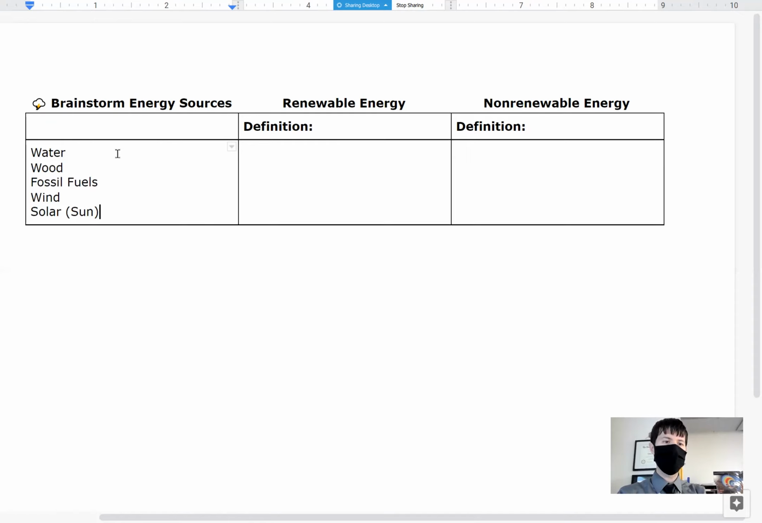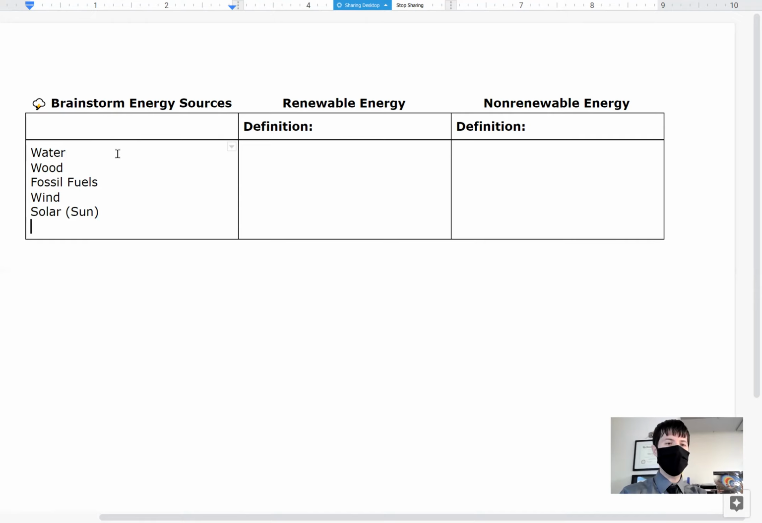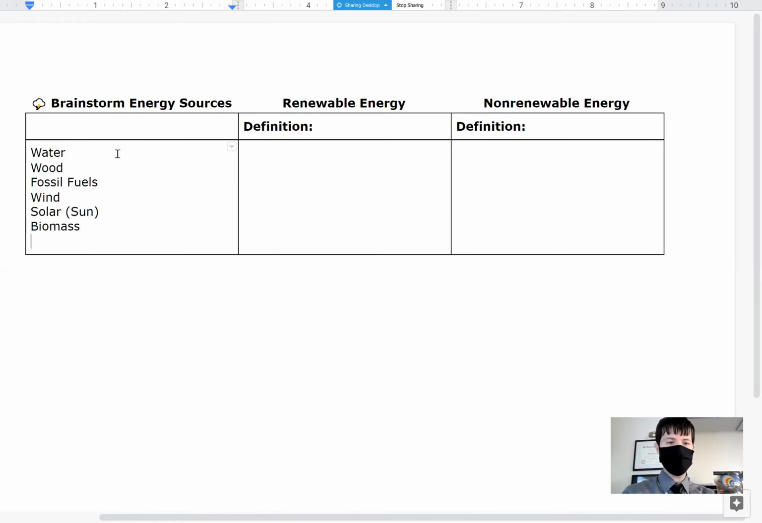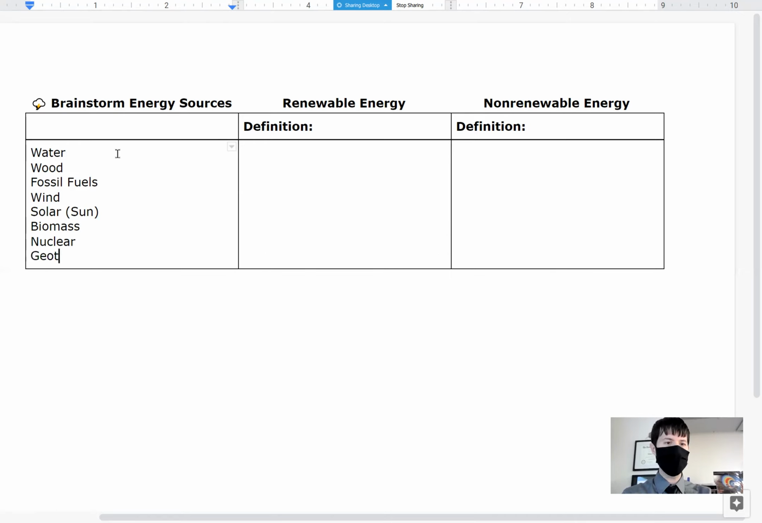You said rain? Rain, like in the field. Okay. But like the biomass. Oh, biomass, yes. Nuclear, yep. Geothermal, yep, there's one. I'll talk about what some of these are in a second.